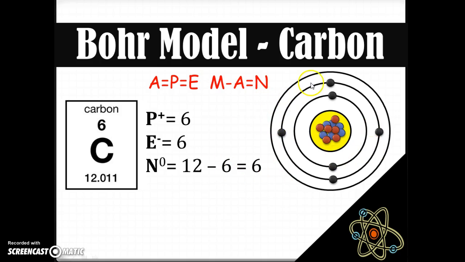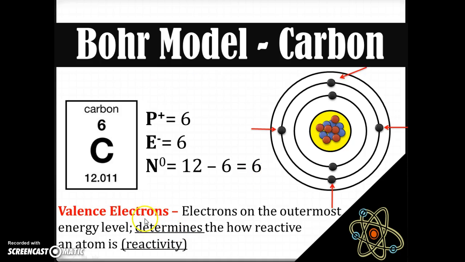Now, the electrons that are in the outermost energy level or outermost shell are called valence electrons. Valence electrons are the electrons on the outermost energy level, and these electrons determine the reactivity of the atom. So carbon has 1, 2, 3, 4 electrons in its outermost shell, so it has 4 valence electrons.